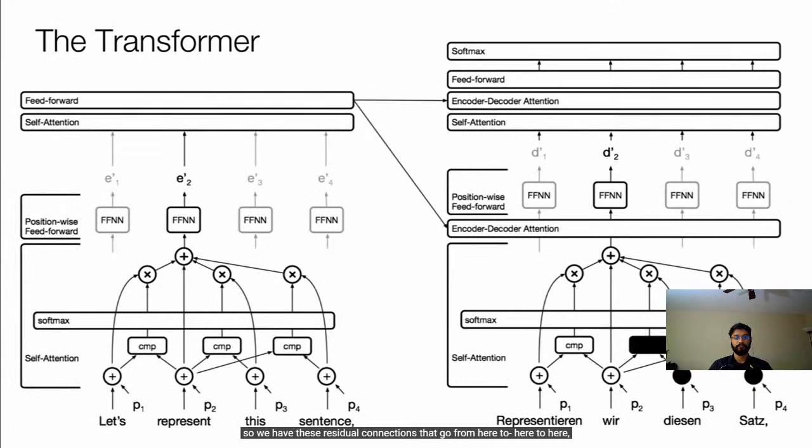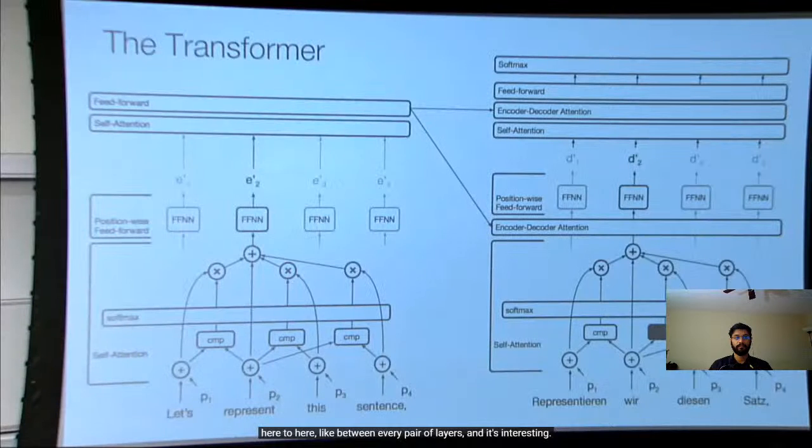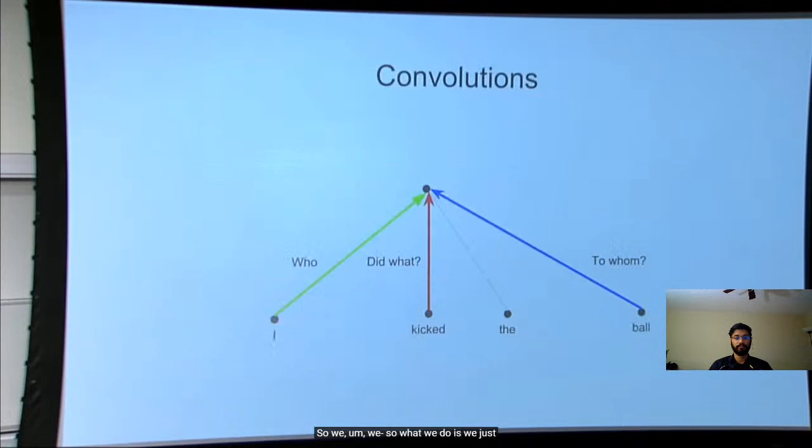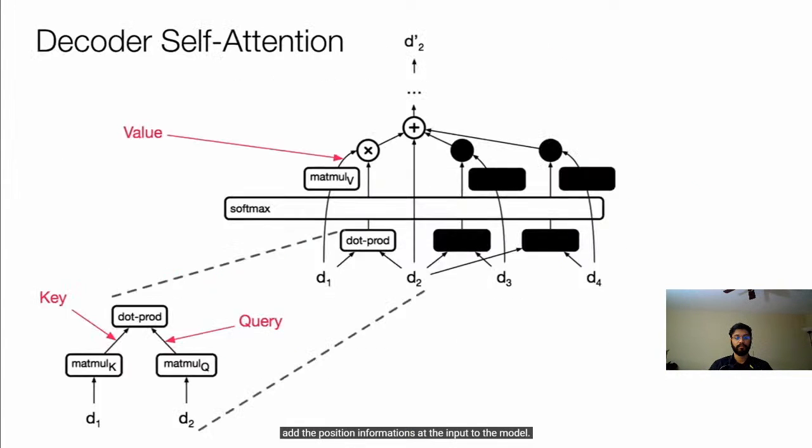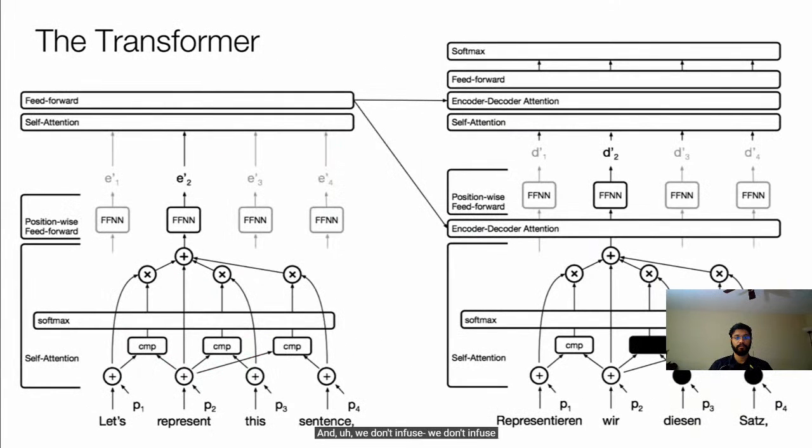So we have these residual connections that go from here to here to here, here to here, like between every pair of layers. And it's interesting. What we do is we just add the position information at the input to the model, and we don't inject position information at every layer.